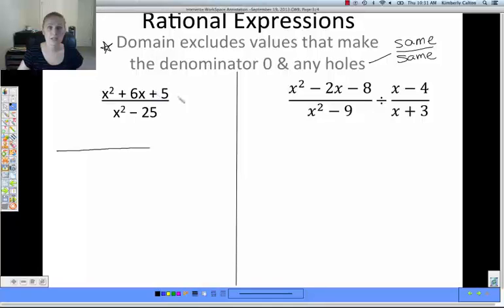Now if I look at the top, I could do a quick little factor tree, and I have 5 on the top, so I'm going to have 1 and 5. And I want it to add up to 6. Well, they do, so I have x plus 1 and x plus 5.